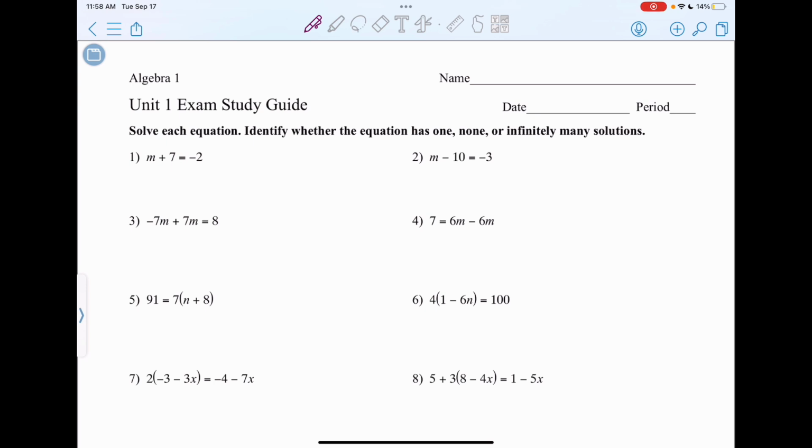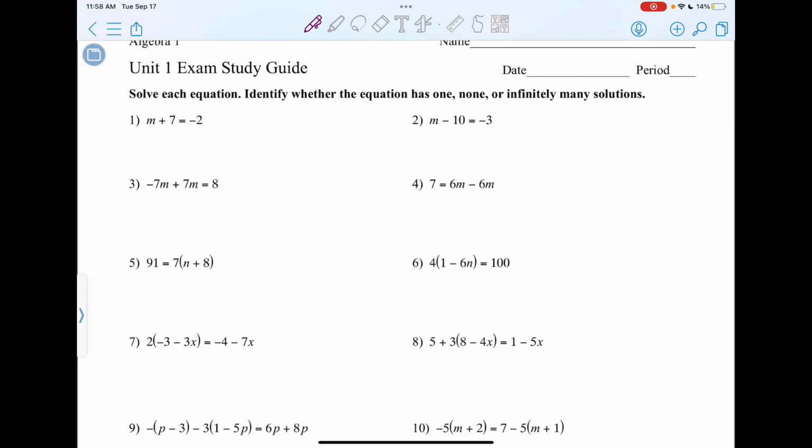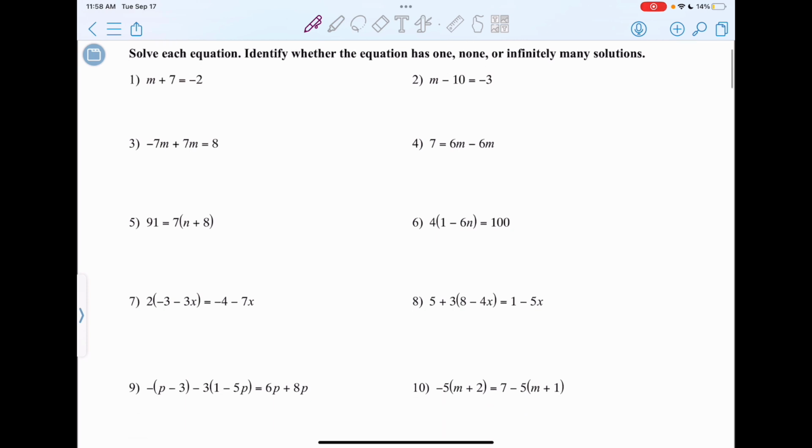So let's get started. In the first section, we are solving each equation and identifying whether the equation has one, none, or infinitely many solutions. So I'm going to do all of the odd problems, and then I'm going to leave you the even problems to try on your own. Make sure to check your answers with my answer key in Canvas announcements.